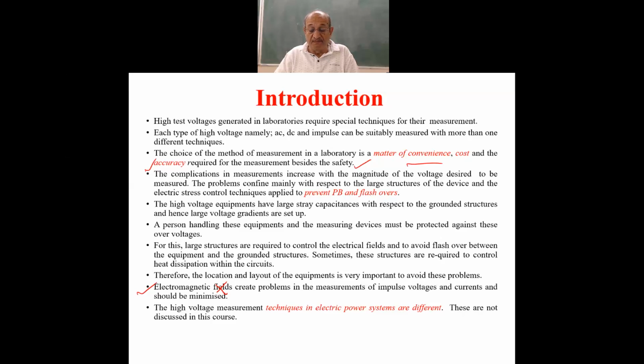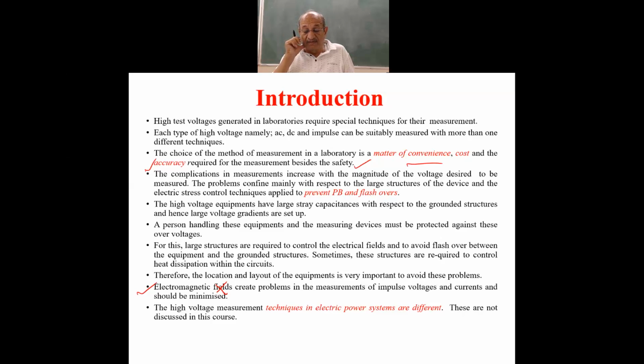Problems in measurement of impulse voltages and currents should be minimized. Whenever there is a partial breakdown measurement or impulse voltage measurement, there may be EMI, electromagnetic interference, because electromagnetic signals are produced, and that should be minimized. The high voltage measurement techniques are different from those in the electric power system, as I mentioned right in the beginning.